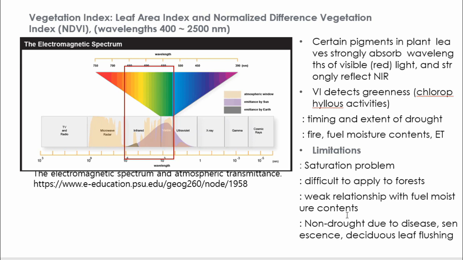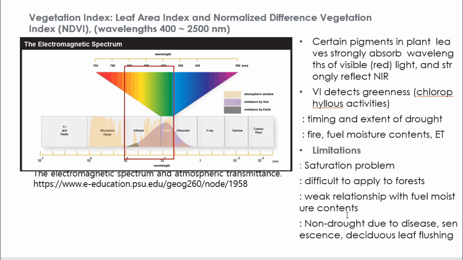From this vegetation index, we can estimate the timing and extent of the drought because, under drought, vegetation will go brown and lose chlorophyll content, so we can pretty much interpret that, okay, drought is going on there. And we want to relate those indexes with fuel moisture contents or evapotranspiration. However, this approach also has several limitations.